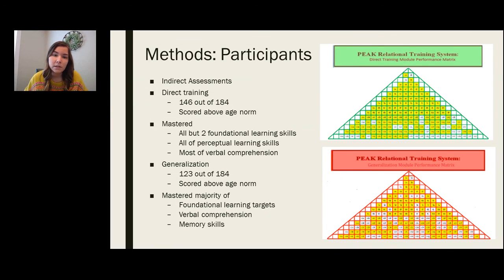For her indirect assessments, the direct training module is up there. It's the green one on the top. These were indirect assessments completed by the parent. Per the parent's report, Abby received a 146 out of 184, and she did score above age norm. She mastered all but 2 of the foundational learning skills, all of the perceptual learning skills, and most of verbal comprehension. And then for the generalization module, which is the red one on the bottom, according to Mom's indirect assessment, 123 out of 184 skills were mastered, and she also scored above age norm on this test too. She mastered the majority of foundational learning targets, verbal comprehension, and memory skills.